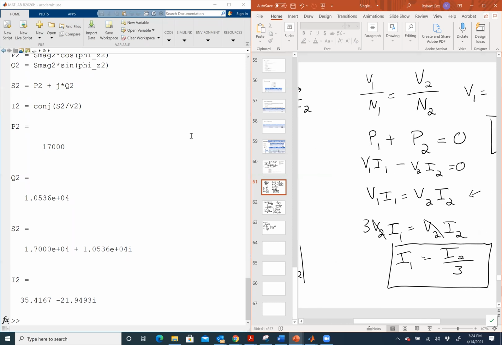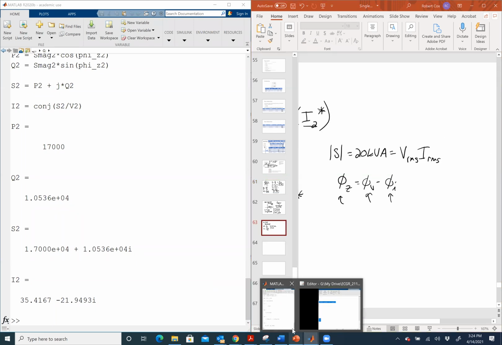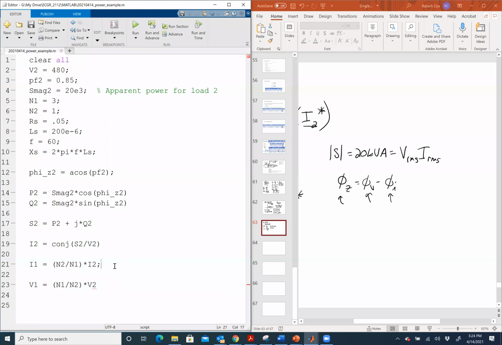So in this case, if I want to do this in Matlab, here's what I did. I1 equals N2 over N1, which is what we found. And V1 is the same sort of thing. So I can get the voltage and current over there pretty easily. That's how I approach that problem. Pretty straightforward. We already got a relationship there.